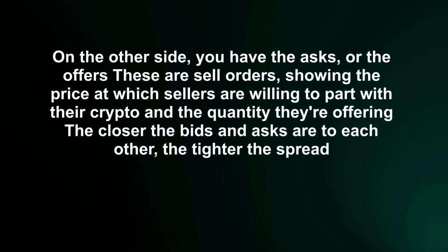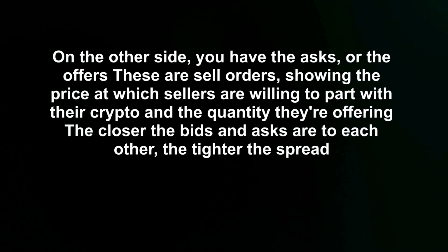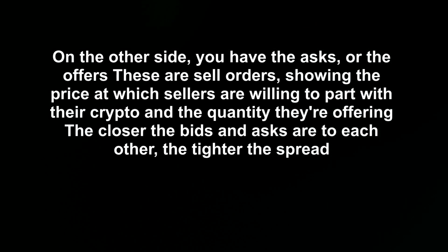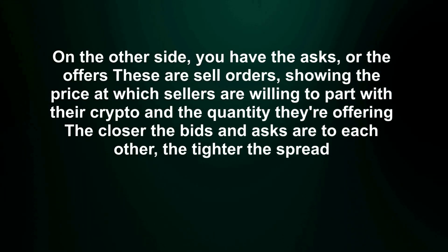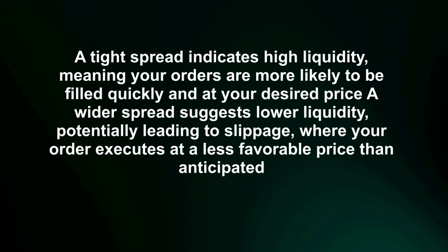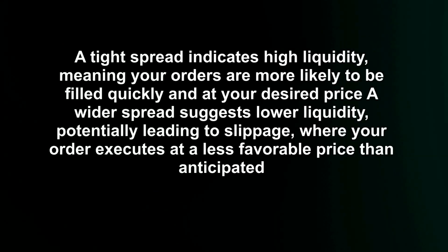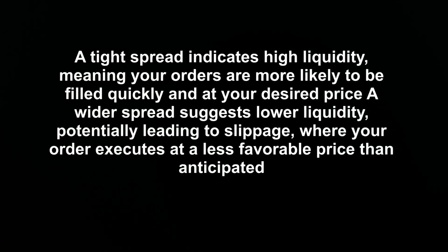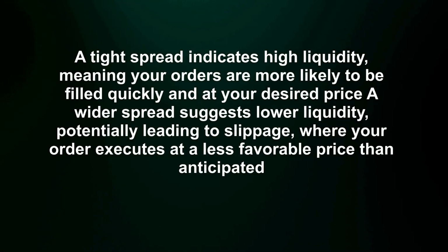On the other side, you have the asks, or the offers. These are sell orders, showing the price at which sellers are willing to part with their crypto and the quantity they're offering. The closer the bids and asks are to each other, the tighter the spread. A tight spread indicates high liquidity, meaning your orders are more likely to be filled quickly and at your desired price. A wider spread suggests lower liquidity, potentially leading to slippage, where your order executes at a less favorable price than anticipated.